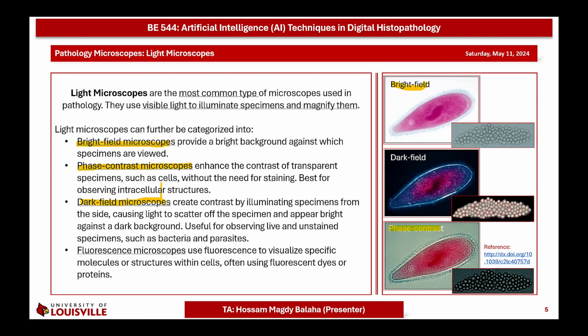Dark field microscopes create contrast by illuminating specimens from the side, causing light to scatter off the specimens and appear bright against a dark background. They are useful to observe live and unstained specimens such as bacteria and parasites. And the fourth one is fluorescent microscope. It's used to visualize specific molecules or structures within the cells, and it uses fluorescent dyes or proteins to do that.